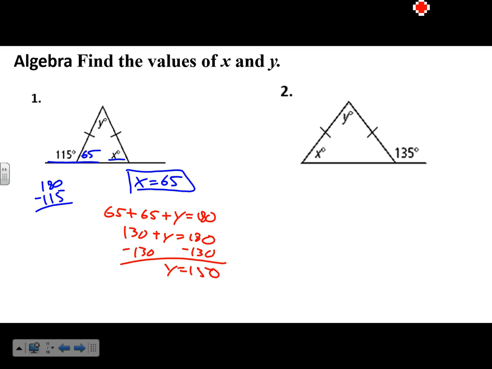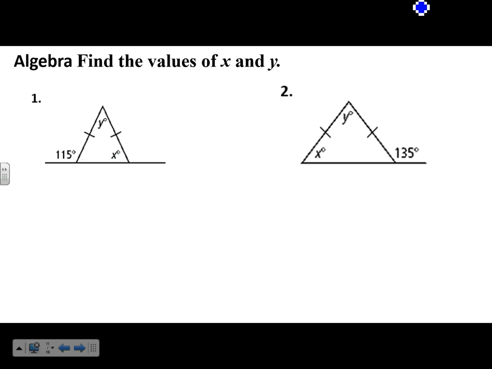Or sorry, y is equal to 50, not 150. Sorry, it's going too quickly. Y is equal to 50. Now that's one way to do this one. Not a bad idea by any means. That's probably how most of you will do it, and that's fine.